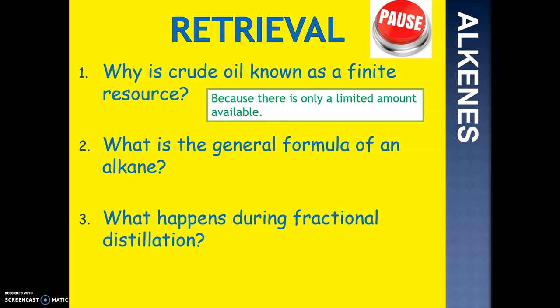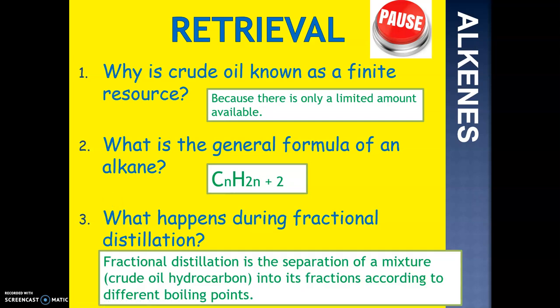Question 2. What is the general formula of an alkane? So an alkane, that is CnH2n plus 2. And then what happens during fractional distillation? So a brief description is the separation of a mixture, for example crude oil hydrocarbons, into its fractions according to its different boiling points. So crude oil is heated up into a gas and then it's separated out at the different boiling points where each version of the hydrocarbon in the crude oil, because it's a mixture of hydrocarbons, condenses back down into a liquid at different boiling points.